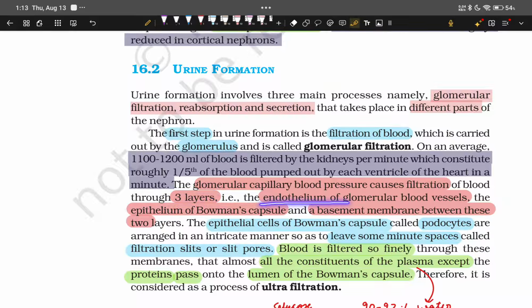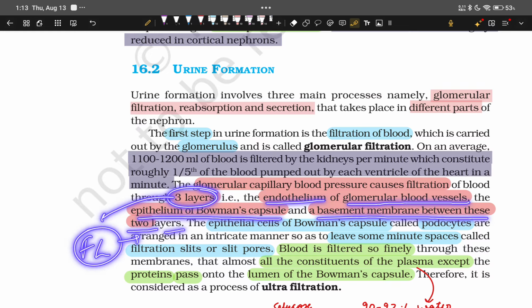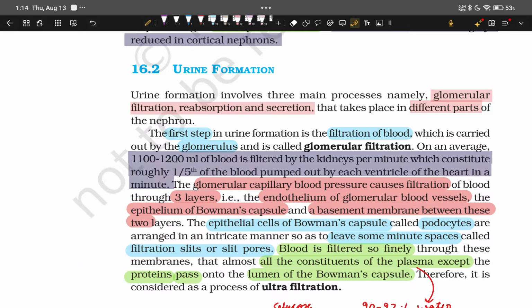What are these 3 layers? First is endothelium. Endothelium is basically the epithelium of any blood vessel. So the endothelium of glomerular blood vessel, the epithelium of Bowman capsule, then the basement substance between these two layers. These three layers form the filtration layer, and this filtration layer is basically the three layers through which blood passes and gets filtered. Okay, and the main reason for the filtration is glomerular capillary blood pressure.